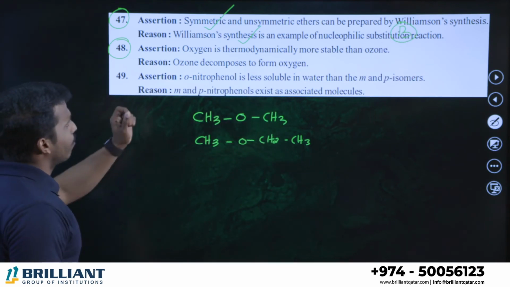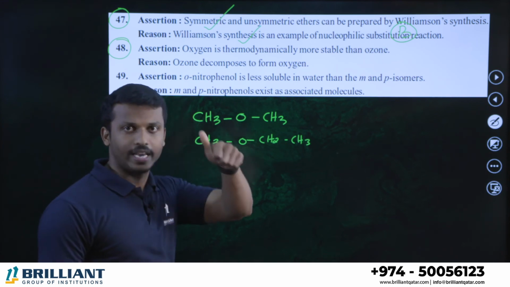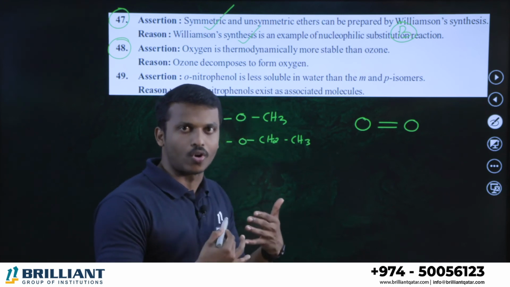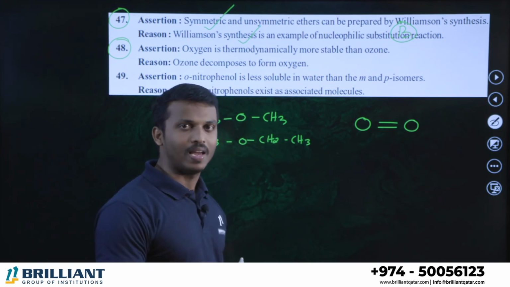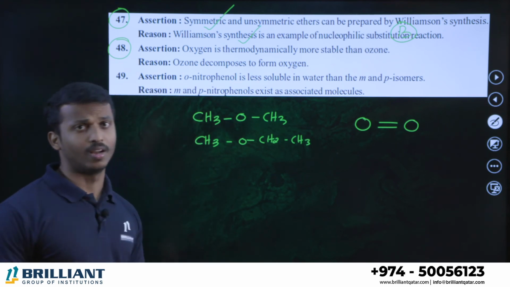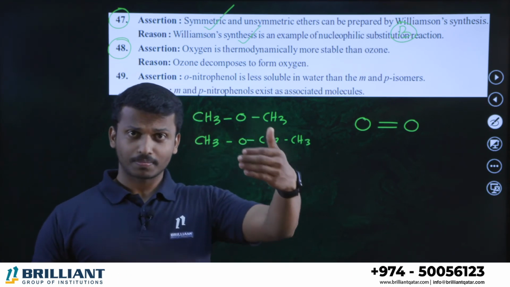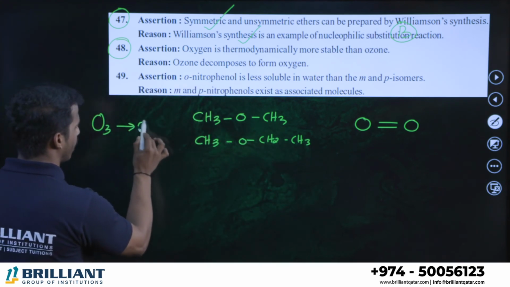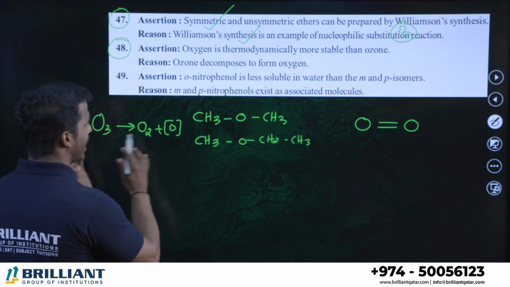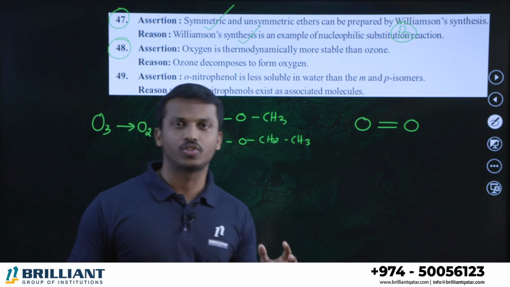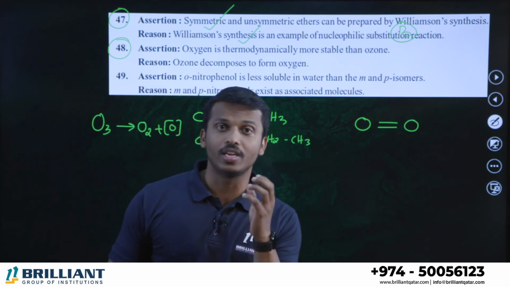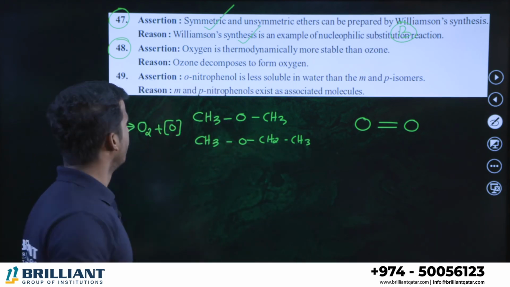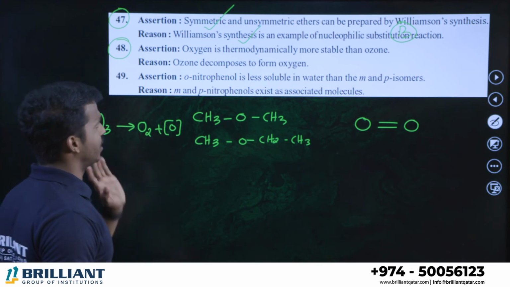Assertion: oxygen is thermodynamically more stable than ozone. Yes. You know, oxygen has a double bond, so it is more stable due to the stronger bond. But ozone is thermodynamically unstable, as you know very well, because on decomposition ozone gives O2 and nascent oxygen. This reaction is feasible because the Gibbs energy of the reaction is negative. Gibbs energy negative means the reaction is always feasible or spontaneous. So oxygen is stable, ozone is unstable, correct.